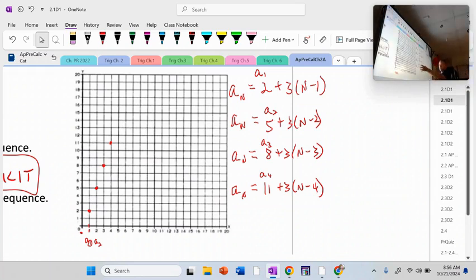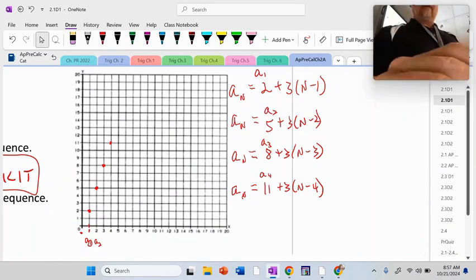0 times 3 is 0. Plus 11, I plug in 4, I get 11, which is the 4th term. But I might want to check 0. 0 minus 4 is negative 4. Negative 4 times 3 is negative 12. Negative 12 plus 11 is negative 1. I plug in 0, I get negative 1, which is the first term.